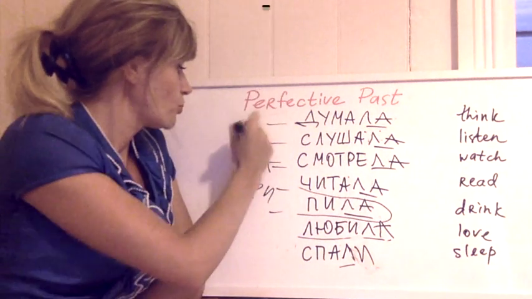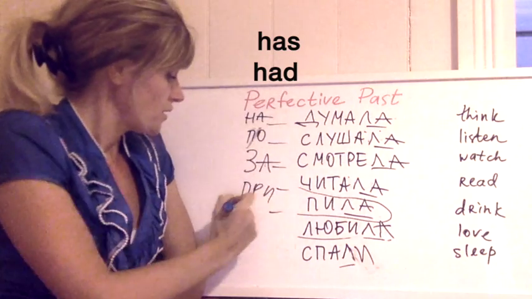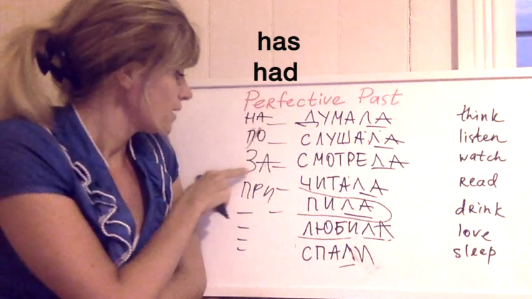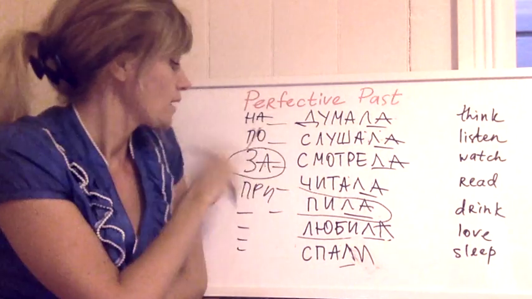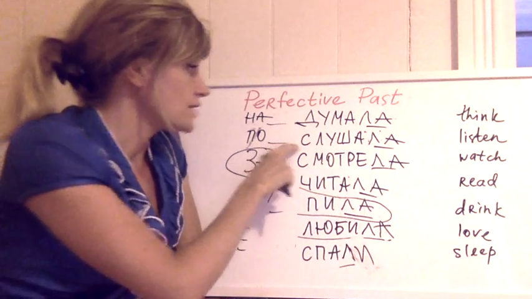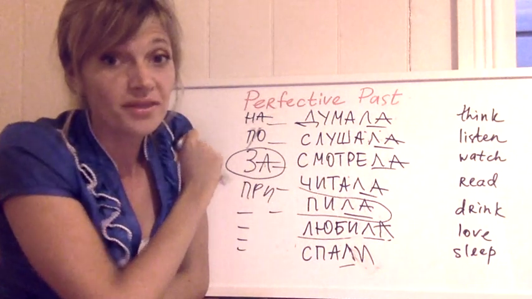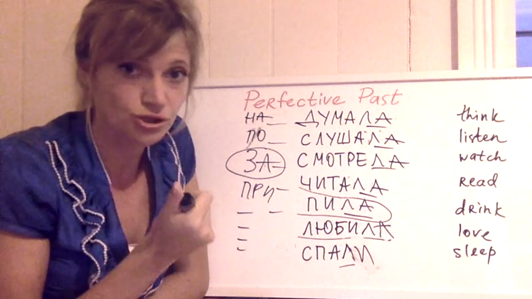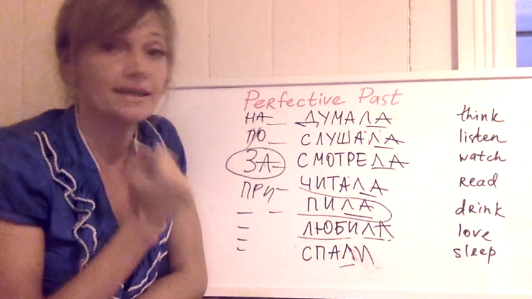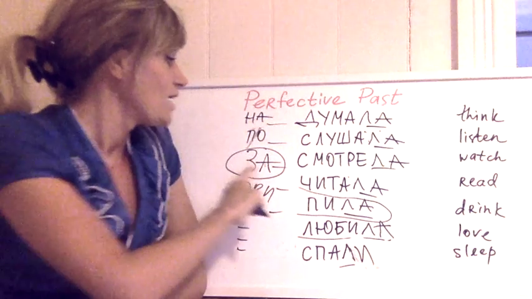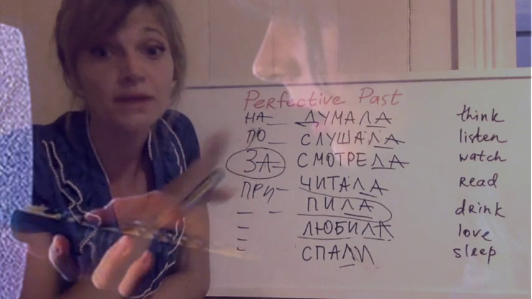За, при, по, it can be на. It's a lot of prefixes here. Let's take за. Заслушала. You gave me the disc, я его заслушала. За is beyond or excessive something, right? I've been listening all the time, 1,000 times I've been listening to it. Заслушала. Засмотрела. This movie засмотрела. Watched it a lot of times. Heaps. Зачитала.